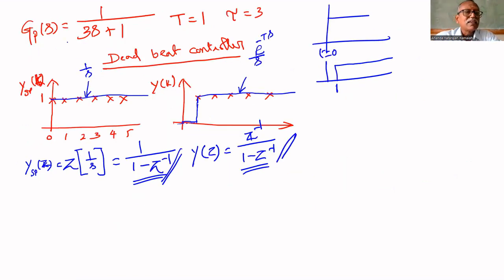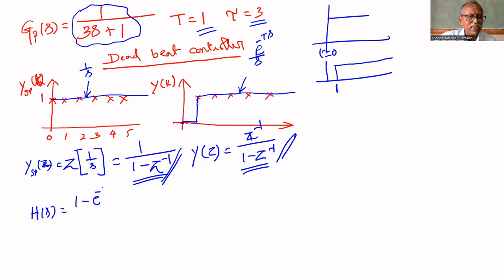Already we assumed that Gp of s is 1 upon 3s plus 1, sampling period T equal to 1, that is tau equal to 3. For that, we have to find 1 by HGp of Z. H of s equal to what? H of s is 1 minus e power minus Ts upon s. Later we'll derive this; the zero order hold derivation also we'll do later. For laboratory purposes, you just remember this. H of s is this.